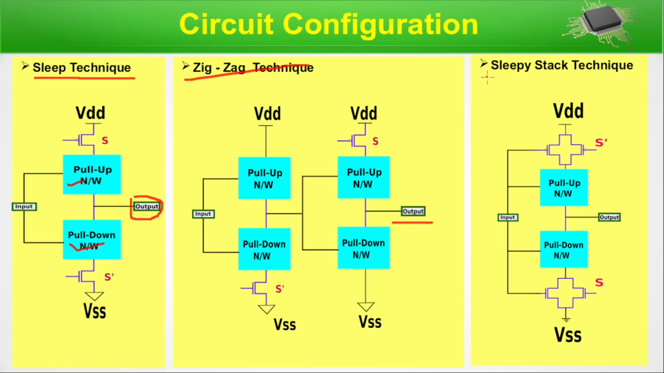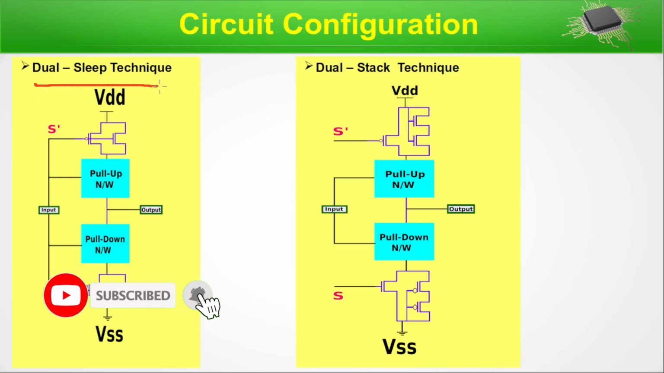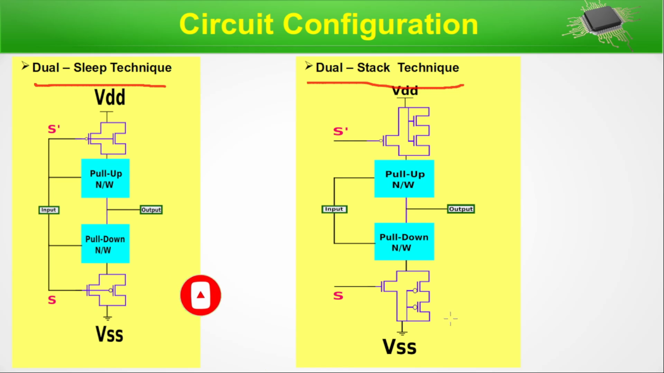These are few popularly used circuit configurations for power gating. And there are two more in the next slide. That is dual sleep configuration and dual stack technique. These are the circuit configurations. We have just shown here the basic circuit configurations used for power gating techniques. Now we will try to understand about power gating parameters.